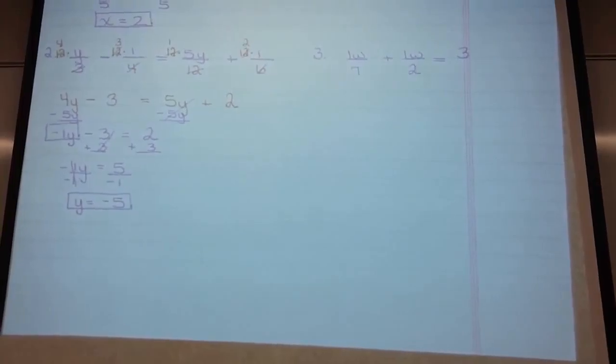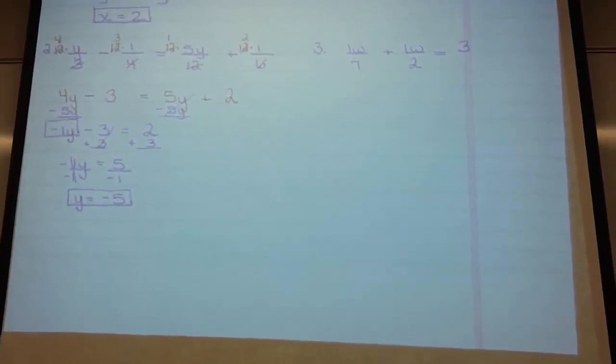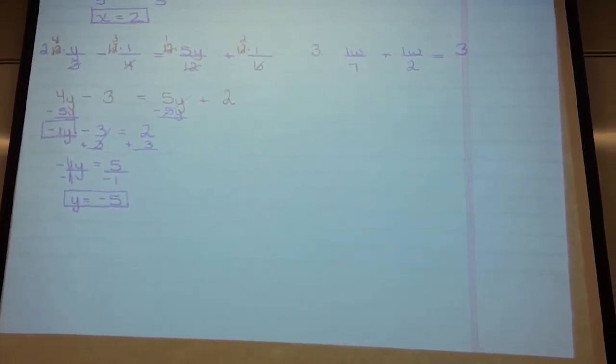Okay, let's say we have something like that. Was that a Y or is that a 1? A W, I'm sorry. A W.